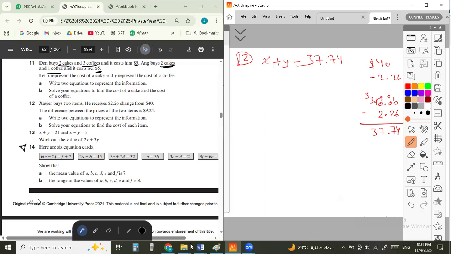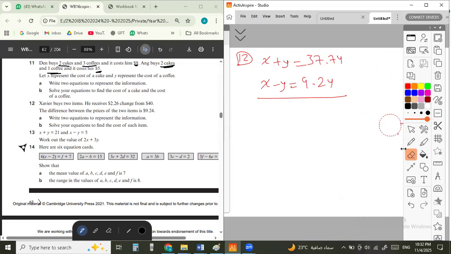Good. And in the other piece of information, they're telling you the difference between the prices of the 2 items is 9.24. So X minus Y is 9.24. Now, what am I supposed to do? I'm going to erase the working out of the subtraction. We're going to add both of them together to help eliminate. X plus X is 2X equals, Y plus -Y is bye-bye. So now you add these two up. You can also line up the decimal points. 37.74 plus 9.24. You add them up. 4 plus 4 is 8.